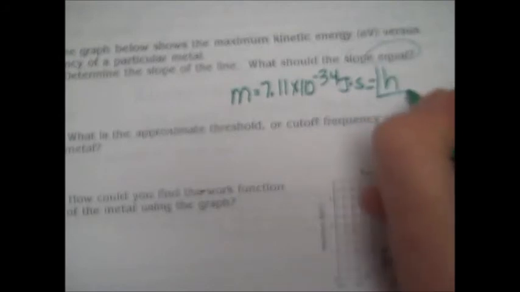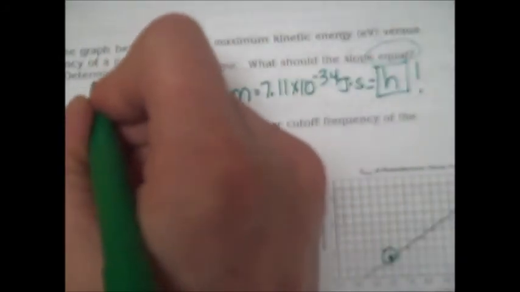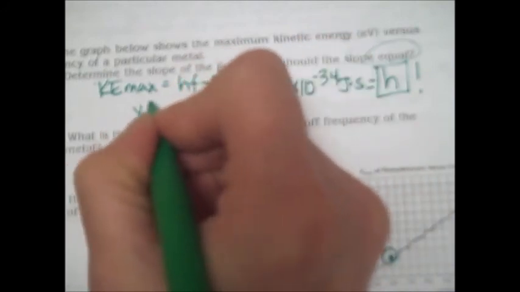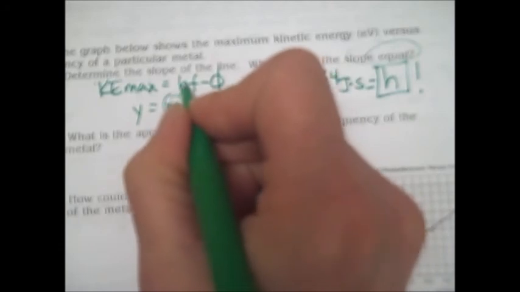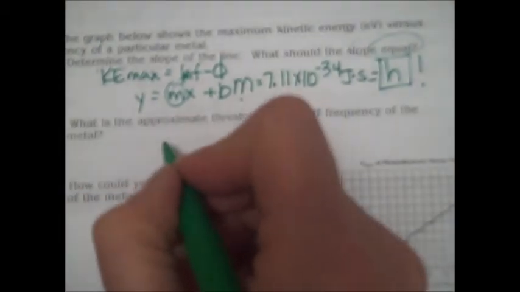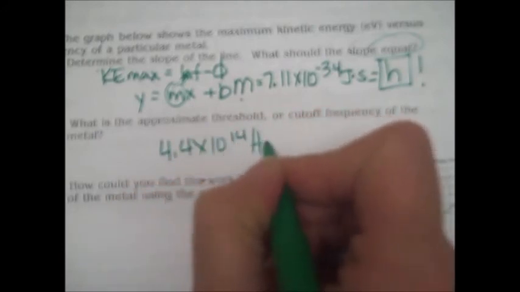What should the slope equal? This is approximately an h value. Remember from the equation, KE max equals hf minus phi, or this is like y equals mx plus b, so the m part is h. What's the cutoff frequency? You'd read that as the x-intercept. So that would be 4.4 times 10 to the 14th hertz.